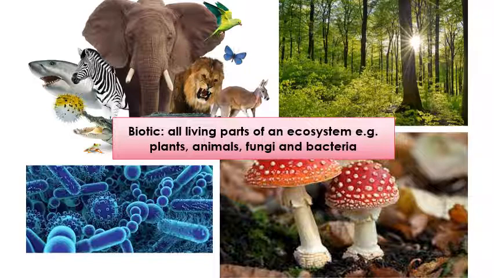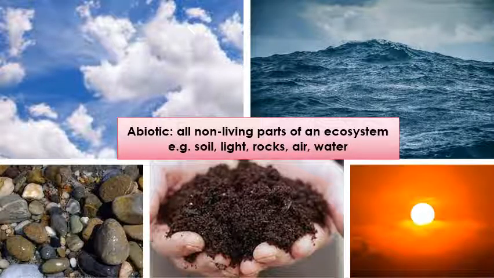Let's have a look at some key terminology. Biotic is all the living parts of an ecosystem. This includes plants, animals, fungi and bacteria. The non-living parts of an ecosystem are known as abiotic. These include soil, light, rock, air and water.